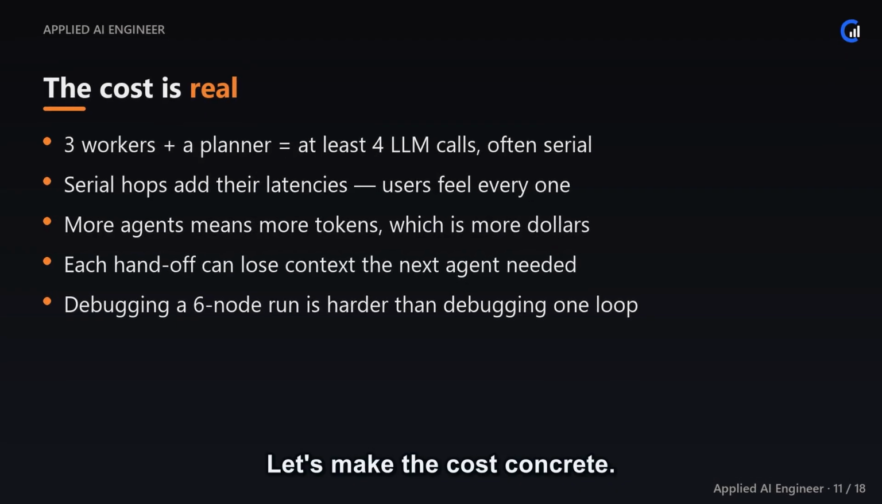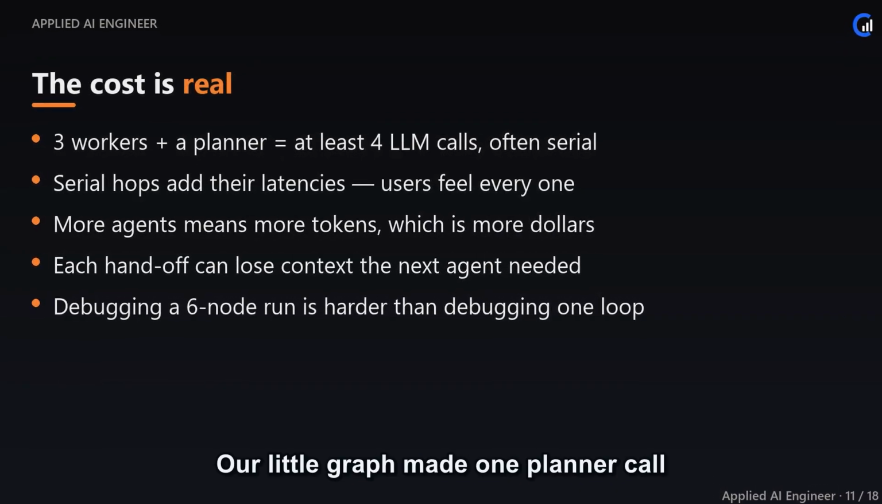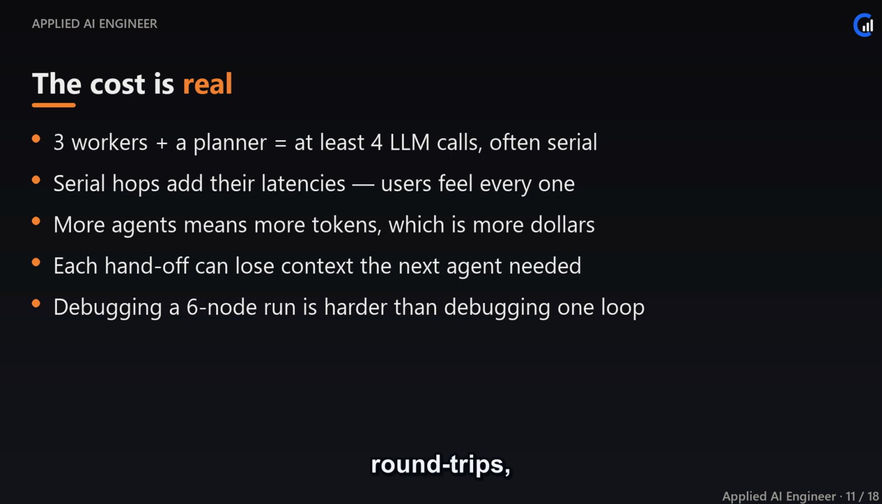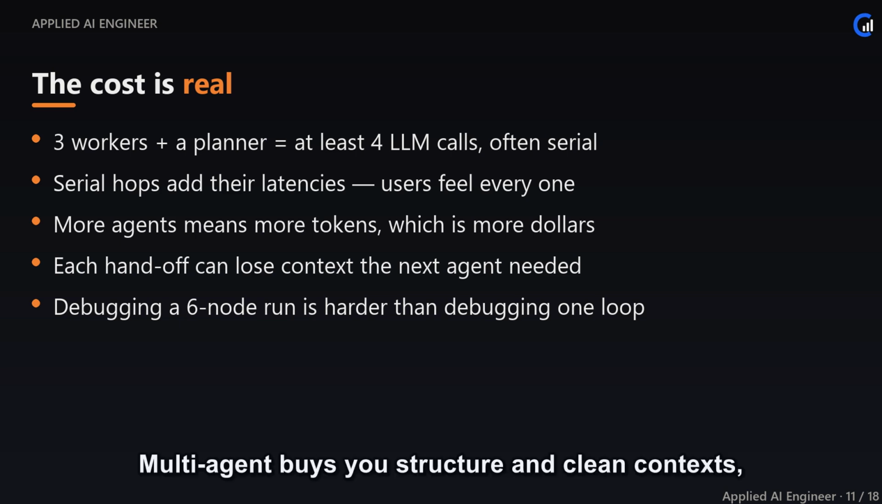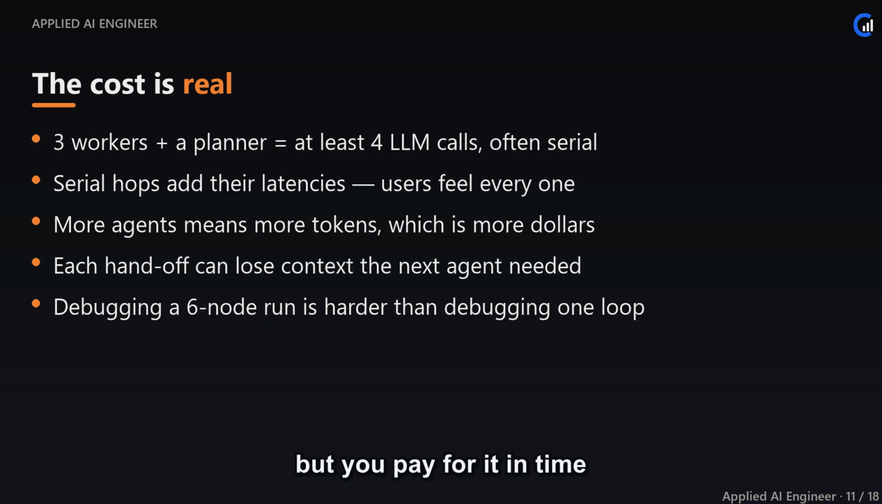Let's make the cost concrete. Our little graph made one planner call plus 3 worker calls, 4 model round trips, and because each worker depends on the cursor from the last, they ran one after another. The user waits for the sum of those latencies, and you pay for the sum of those tokens. A single agent with the same tools might have answered in 1 or 2 calls. Multi-agent buys you structure and clean contexts, but you pay for it in time and money on every single run.